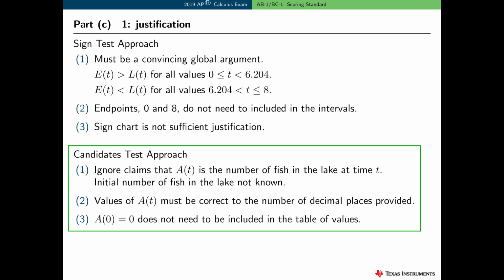If a student uses the candidates test approach, which by the way is the way that I solved the problem, the actual table of values is the justification. Now, we'll ignore claims about the function A of t representing the total number of fish in the lake, because we don't have an initial condition here in this problem. However, values of A of t must be correct to the number of decimal places provided or presented up to 3. And A of 0 equals 0 does not need to be included in the table of values.